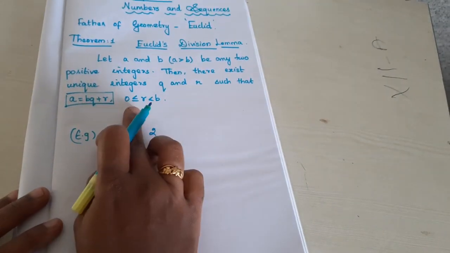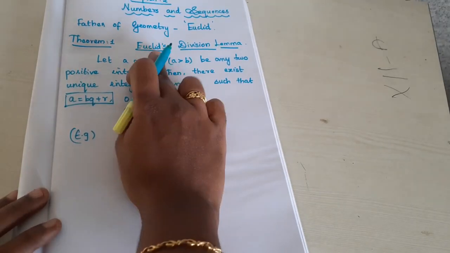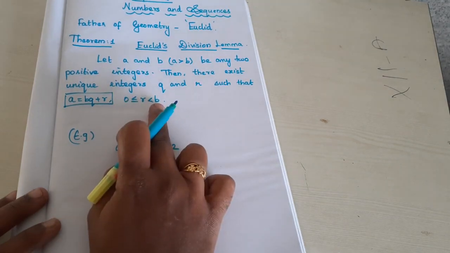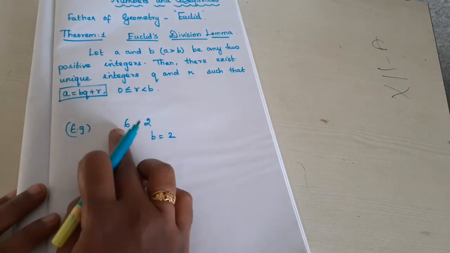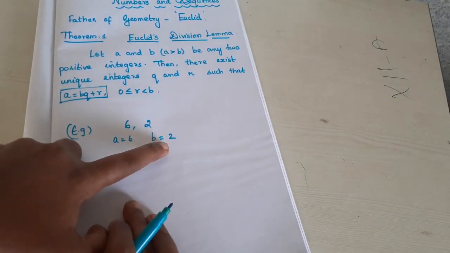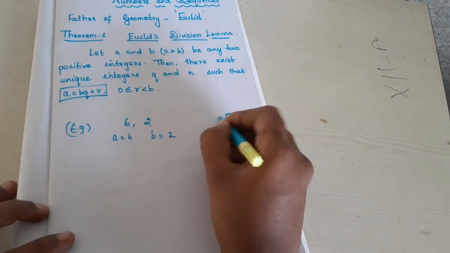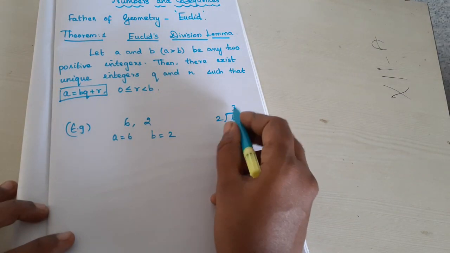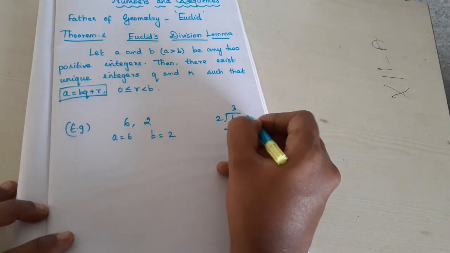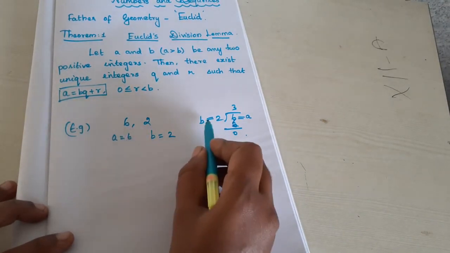You should learn these 4 lines. Suppose for 2 marks they ask, write Euclid's division lemma. So these 4 lines you need to write with that condition. The concept is, suppose we are taking two numbers a and b. a is equal to 6, b is equal to 2. This is used for division. So 6 divided by 2 is 3, 2 threes are 6, and the remainder is 0, correct? So this is a and this is b, because a is equal to 6, b is equal to 2.